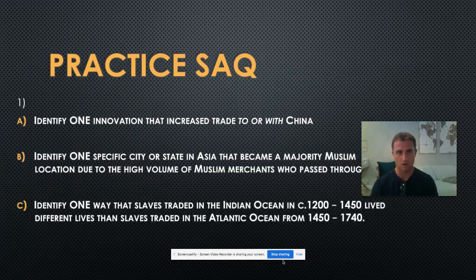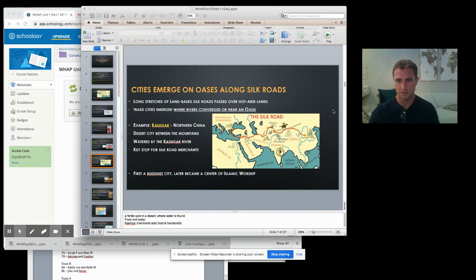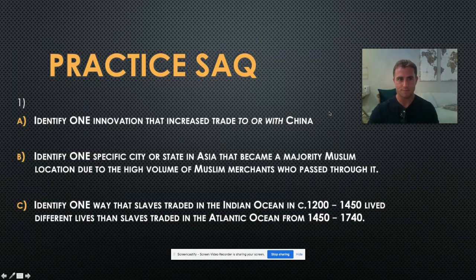All right, and so our practice SAQ, as I move myself so you guys can see this. A, identify one innovation that increased trade to or with China. So I leave that kind of open-ended to you guys, to or with China. And so that could be merchants coming over and trading from other states, or this could be within China. Perhaps there's an innovation that helps trade within China.